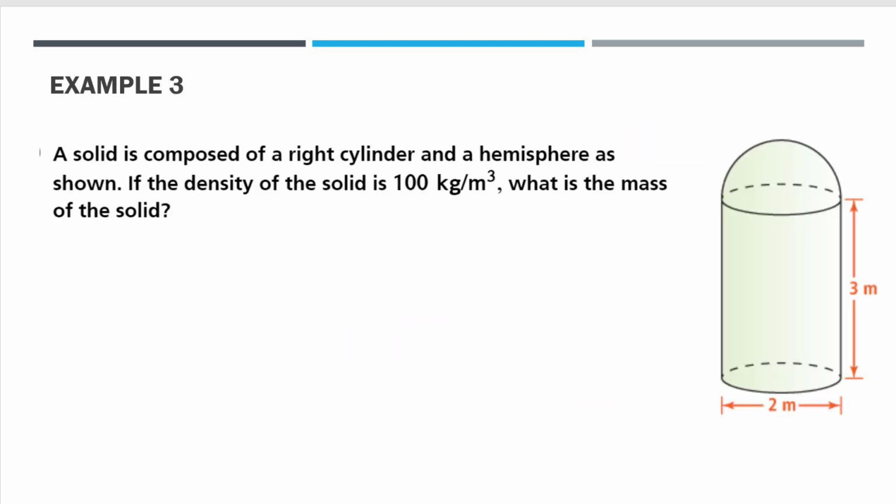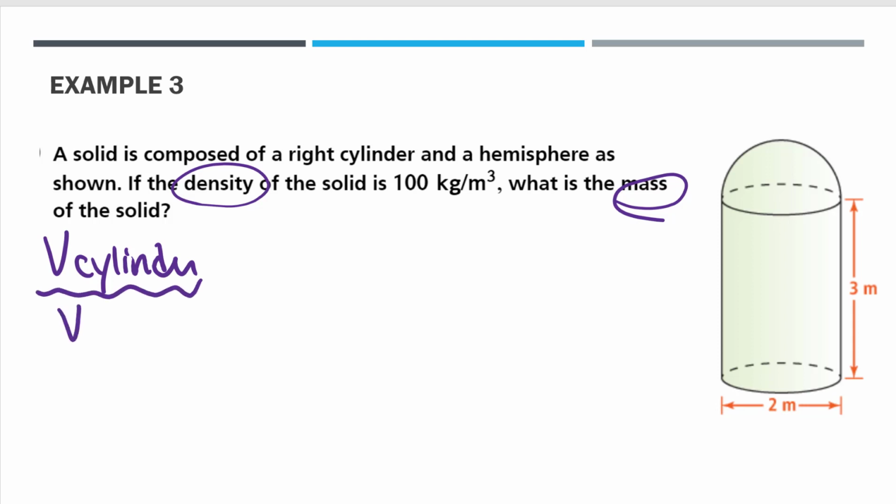Example 3. A solid is composed of a right cylinder and a hemisphere as shown. If the density of the solid is 100 kilograms per meter cubed, what is the mass of the solid? So just so you know, density and mass are used interchangeably. So let's start with finding our volume. So we will find the volume of the cylinder first. Volume of a cylinder is pi r squared times the height.